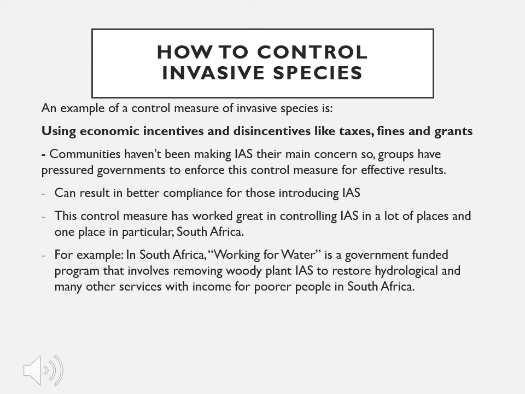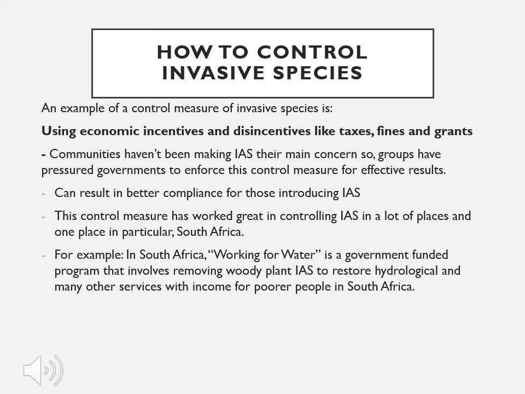An example of a control measure of invasive species is using economic incentives and disincentives like taxes, fines, and grants. Communities haven't been making IAS their main concern, so groups have pressured governments to enforce this control measure for effective results. This can result in better compliance for those introducing IAS. This control measure has worked great in controlling IAS in a lot of places, one in particular being South Africa. In South Africa, Working for Water is a government-funded program that involves removing woody plant IAS to restore hydrological and many other services, with income for poor people in South Africa.